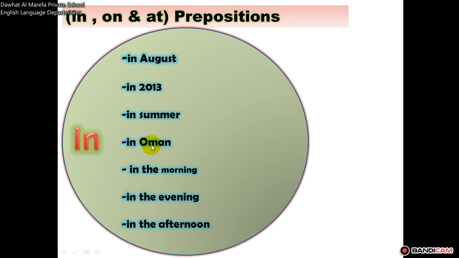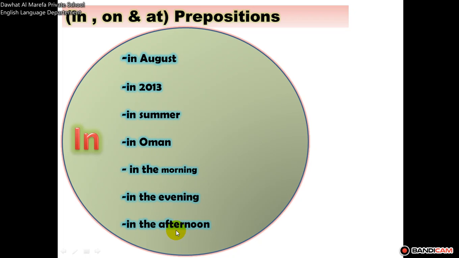In Oman. What is Oman? Oman is a country. So before countries we use in. In Oman, in Egypt, in Australia, in Britain. And now we have the three parts of a day. We have morning, evening, and afternoon. We use in the morning, in the evening, and in the afternoon.